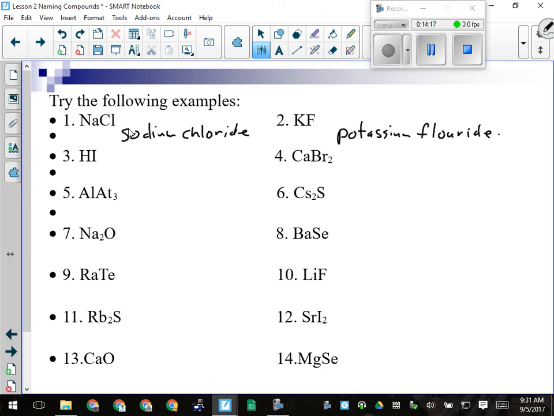Here's how you can tell whether it's acting as a metal or a non-metal. Metals are always listed first. So if hydrogen is first, it's a metal. If it's anything other than first, it's behaving as a non-metal. All right, so hydrogen is one of those weird ones. So this stuff is hydrogen iodide.